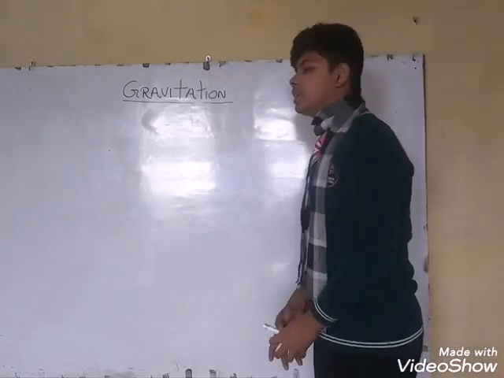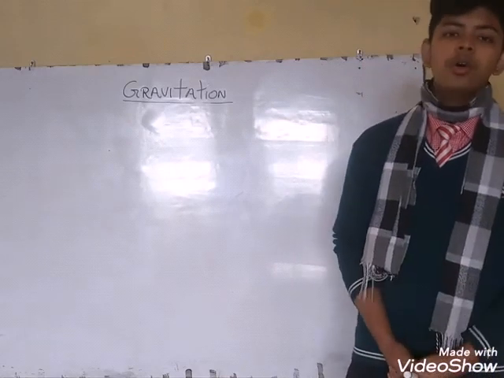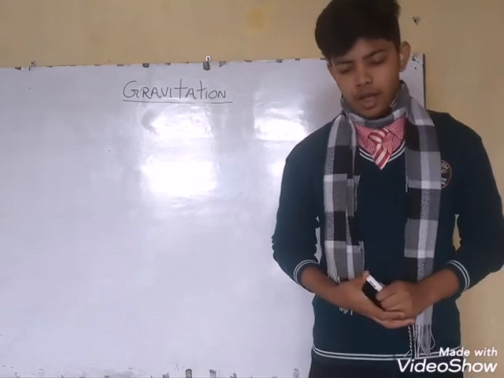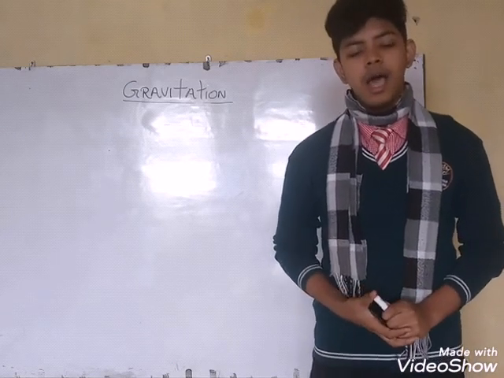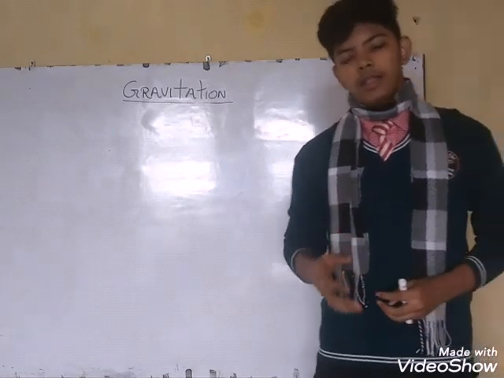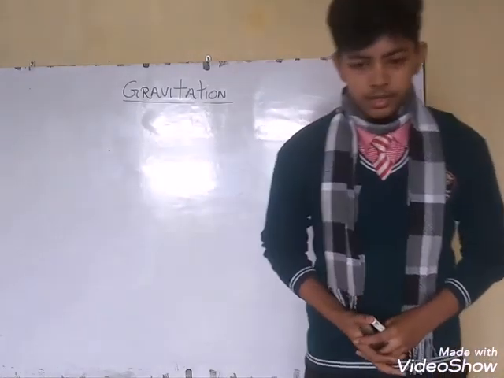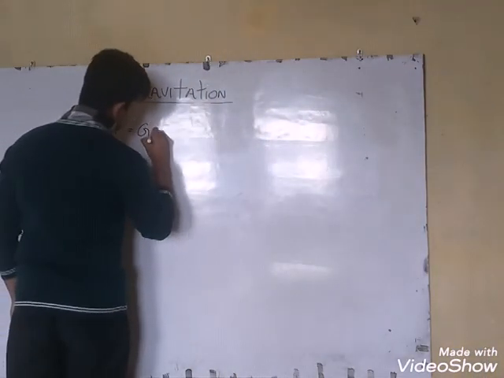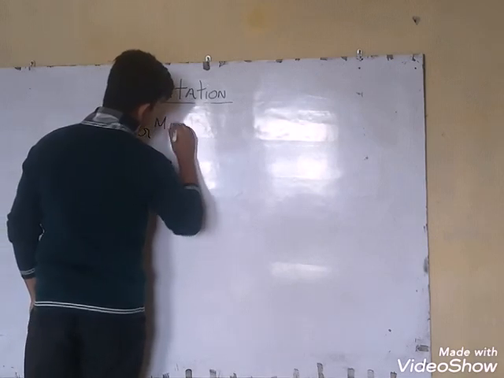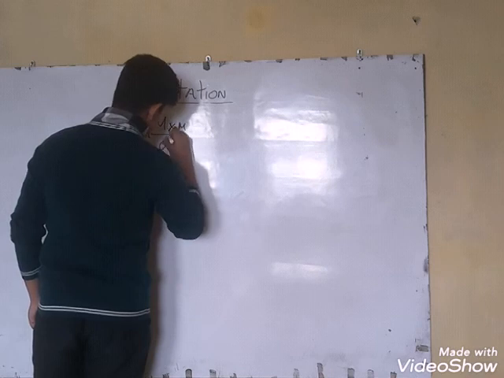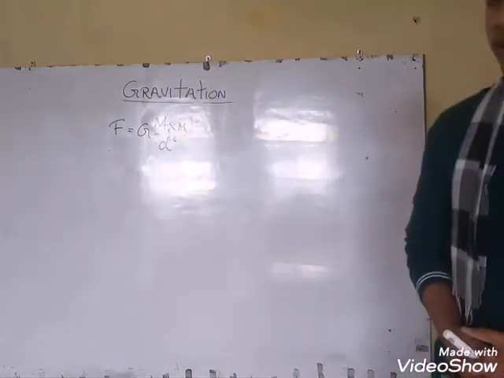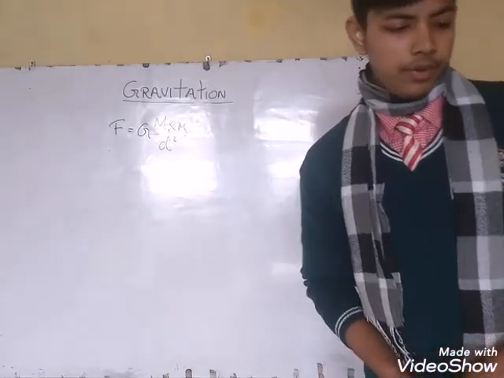Next comes the universal law of gravitation. According to the universal law of gravitation, we can say that the mass of the objects is directly proportional and the distance is inversely proportional to it. Hence we can find a formula: force equal to G multiplied by M multiplied by M divided by distance squared. This is the formula of gravitation according to the law of gravitation.